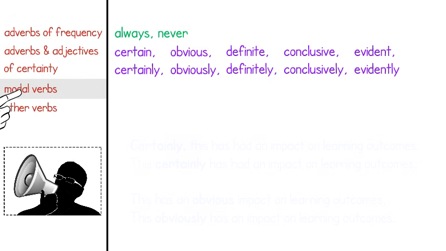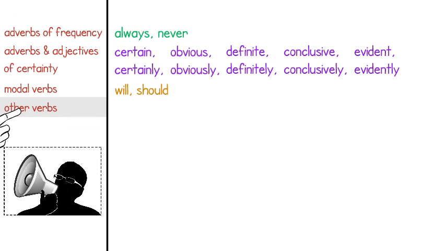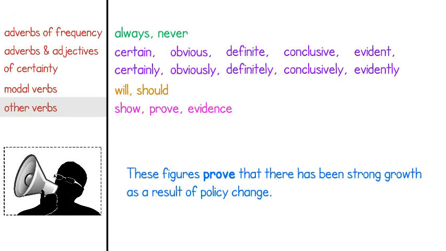The modal verbs will or should can also be used. For example, this will have an impact on future research in the field. Writers can also choose strong verbs like show, prove, and evidence. These figures prove that there has been strong growth as a result of policy change.